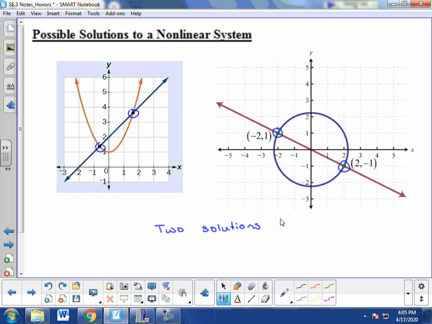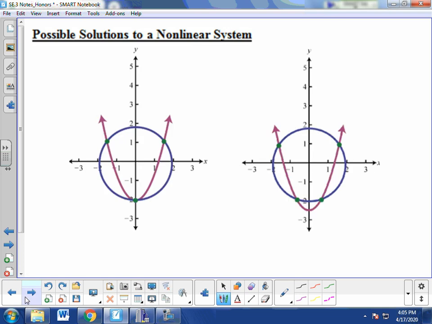Now let's take a look at some more examples. And let's take away the line. Now let's compare a circle to a parabola. So we can use nonlinear systems of equations. The first examples did include a line and then a curve. In these two examples, there's no line whatsoever. Both of these are curves.